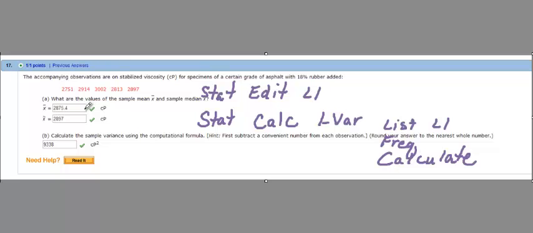And I would come up with my X bar, which is my mean, and I wrote that in. This would be my median. So this is your median, this is your mean.